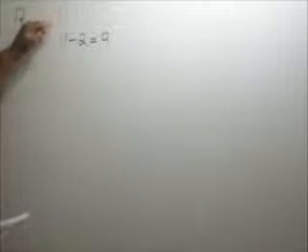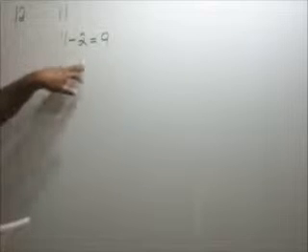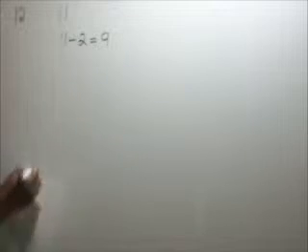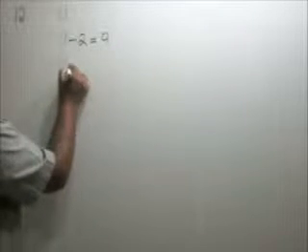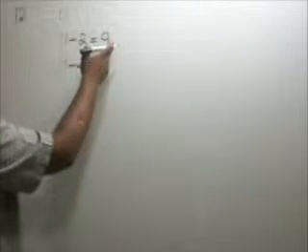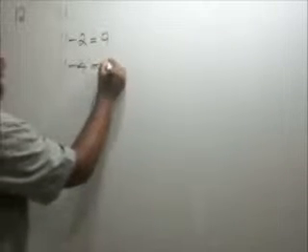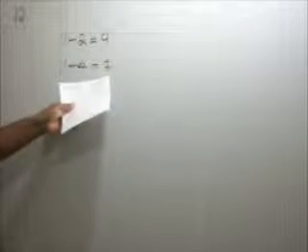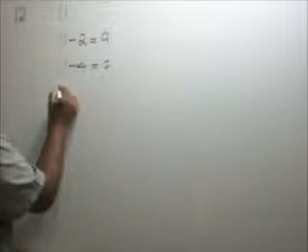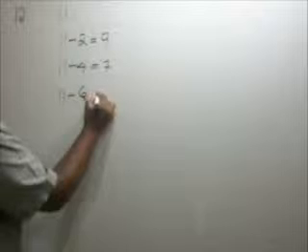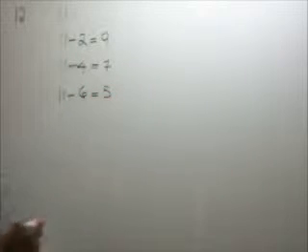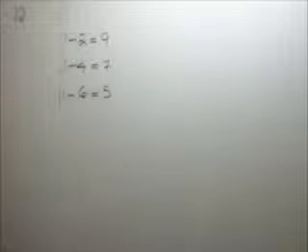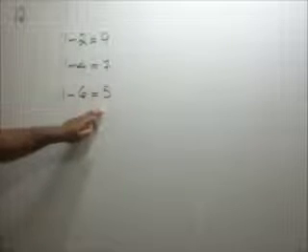So if 11 is an odd number, the odd number before that is going to be 11 minus 2, which is equal to 9. And the one before 9 is going to be 7, which is 11 minus 4, or 9 minus 2, which is equal to 7. The odd number before 7 is going to be 11 minus 6, which is equal to 5. And 5 is actually 7 minus 2, which gives you 5. So odd numbers decrease by 2.